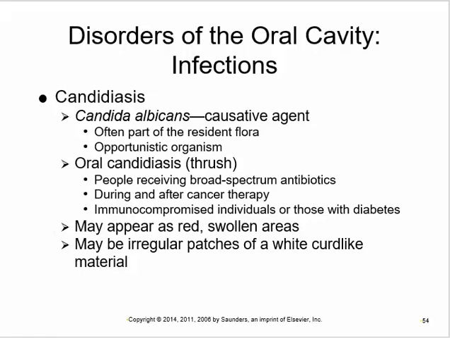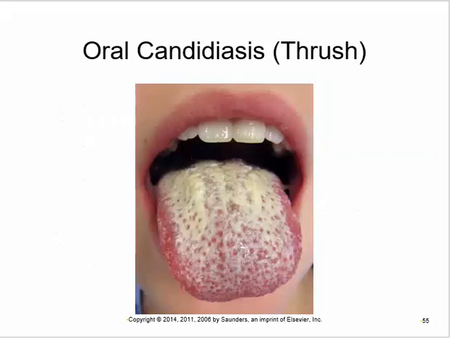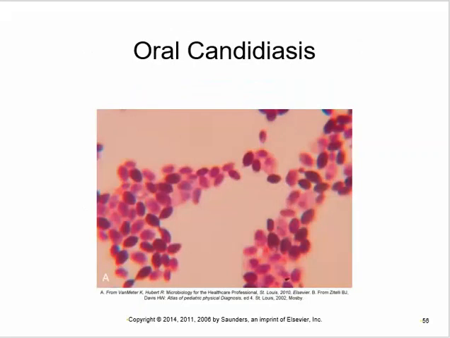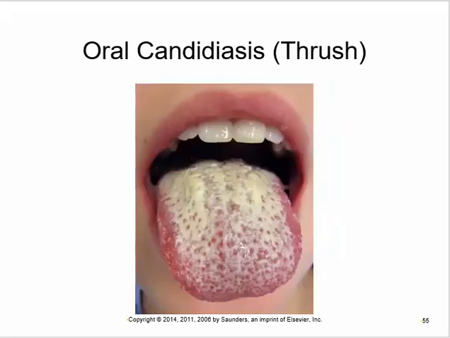Babies sometimes are prone to thrush as well, for some reason. It looks like this on the tongue. Some people get it, it's called geographic tongue, they get it in patches. This is what it looks like under a microscope. And it's usually dealt with some sort of antifungal mouthwash.